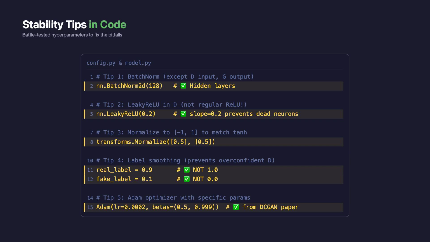4. Label smoothing. Use 0.9 for real and 0.1 for fake instead of hard 1 and 0. This prevents D from becoming overconfident. And 5. Use Adam with a learning rate of 0.0002 and beta 1 of 0.5. These specific values come from the DCGAN paper and they work.